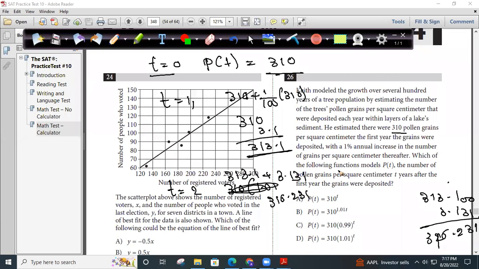So what I meant to say is, first you come up with this strategy like plugging in. When t equals 0, P of t, or the y or the output, should be 310, because initially there are 310 pollen grains.